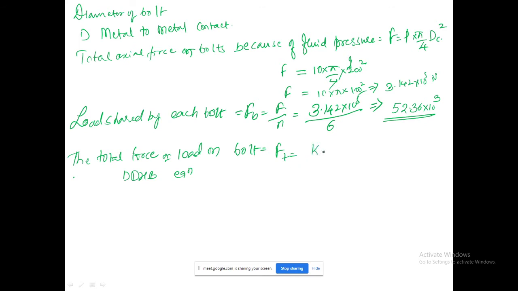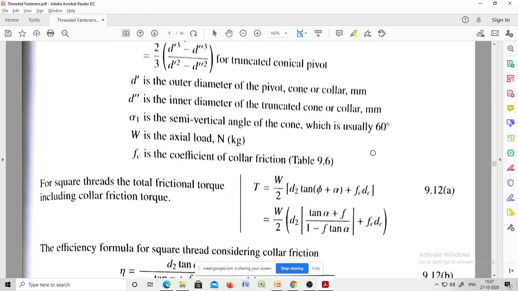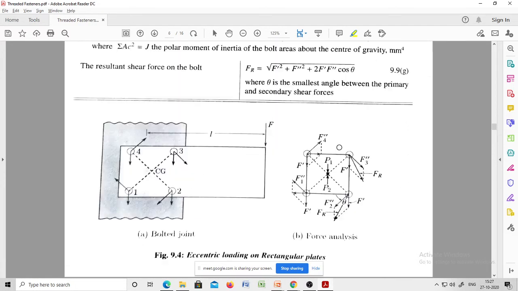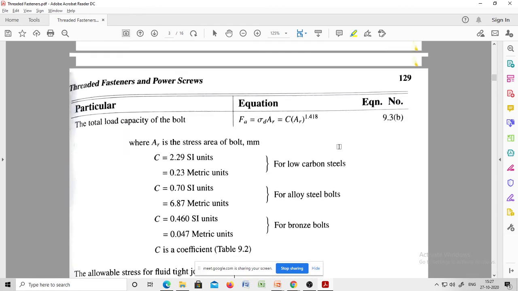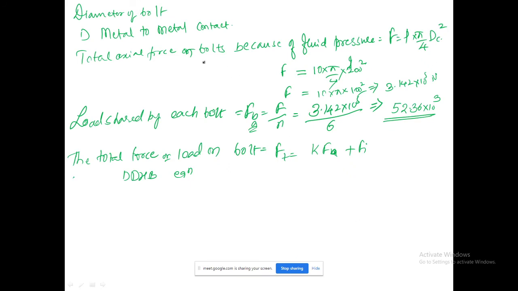K into FB, in this case it is FA here, plus FI. The equation number is 9.2a. Now let us go for the constant K.